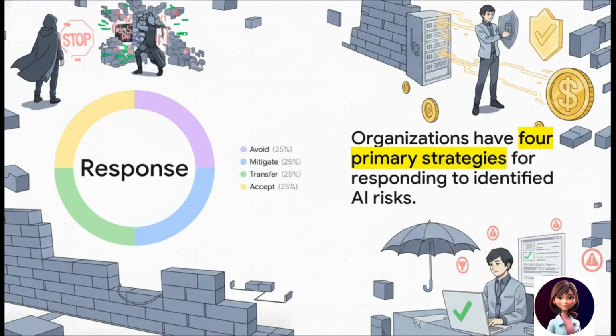Generally, when you find a risk, you've got 4 main ways you can respond. You can avoid it, just decide not to do the thing. You can mitigate it, take steps to make it less likely or less harmful. You could transfer it, maybe through an insurance policy, or you can consciously accept it, basically saying, we see this risk, we understand it, and we've decided it's one we can live with.